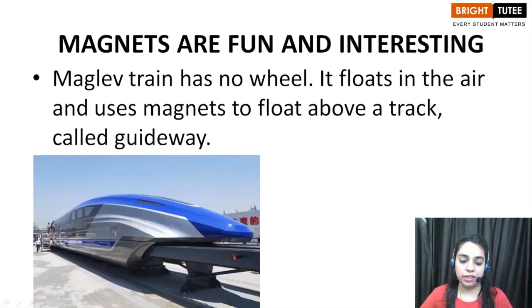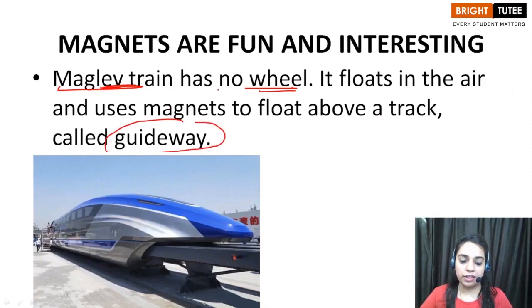So children, we have an interesting example of maglev trains. These are a type of trains which have no wheels. These are the trains with no wheels, and children, they are based on the principle of magnets, right? It just floats in air on the tracks, because these tracks use magnets, and these tracks are called guideways. So let's just read about such trains.